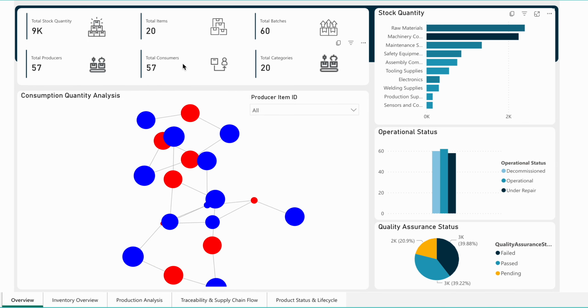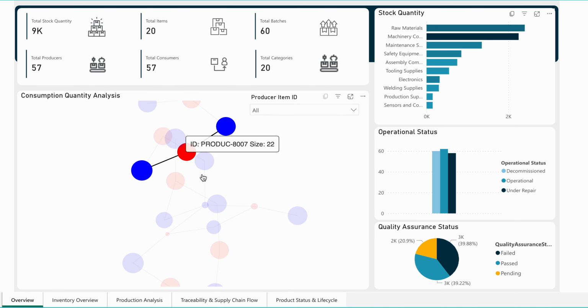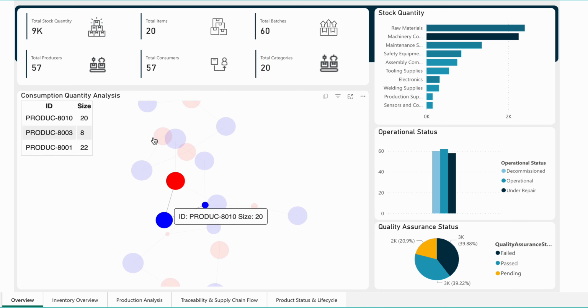We have important KPIs and metrics displayed to provide information on the entire inventory, and graphs to display the split between the amount of items in said inventory. The consumption quantity analysis graph shows the relationship between different products.